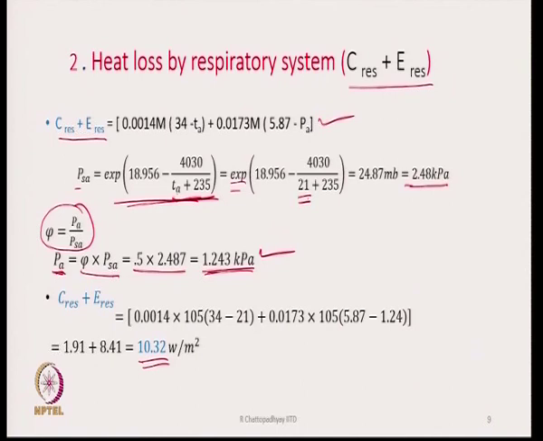Anyway, through breathing in and breathing out, this is the quantity of heat that we are actually losing, that is so many watts, not per meter square. So, the heat is in watt.